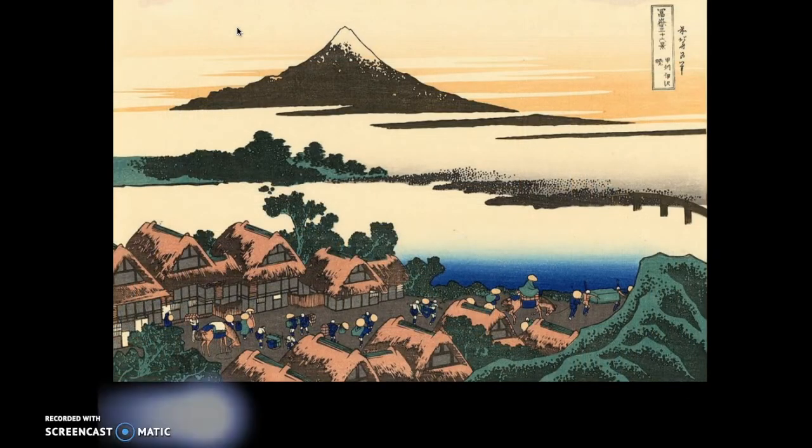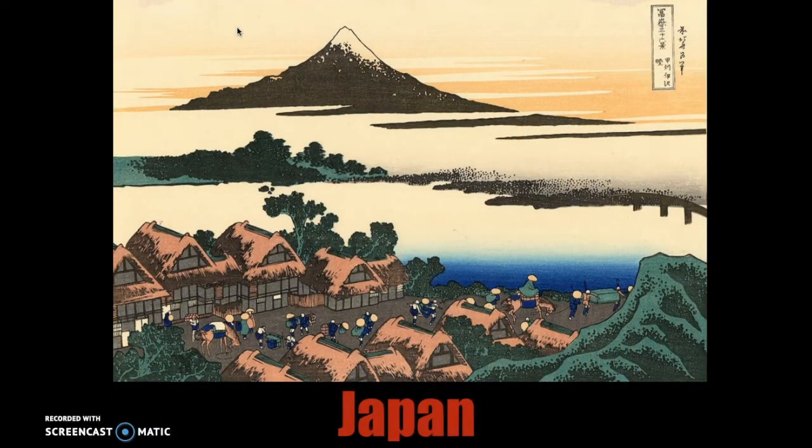Welcome back, young scholars. Those are a set of traditional woodblock prints from Japan featuring Mount Fuji. And so in this video, we'll be discussing Japan, both in period 3 and in period 4.